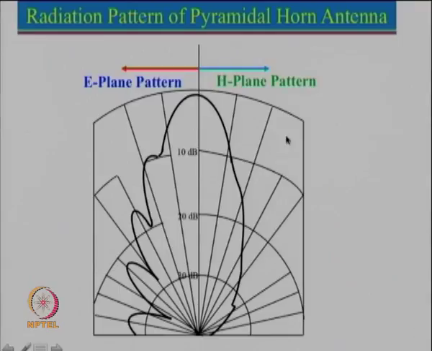And because of the large phase error only, the efficiency of the horn antenna taken in these design examples is only about 50%.